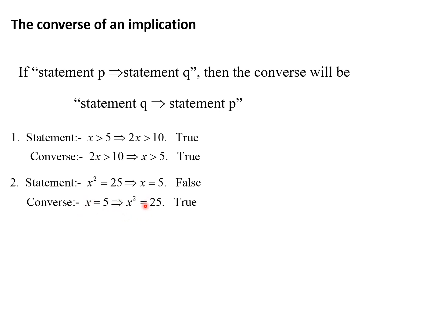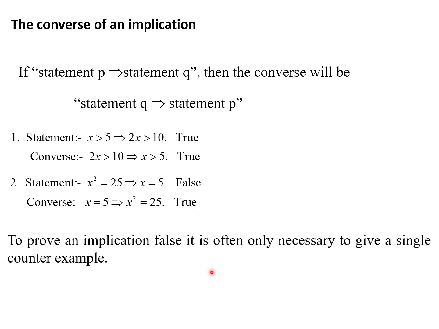So why is this true? The second converse statement says, when x is 5, then definitely x squared is 25. There's no doubt to it, and it has to be true. The first one is false. Statement 2 is true, simply because I've already explained in the previous slide.